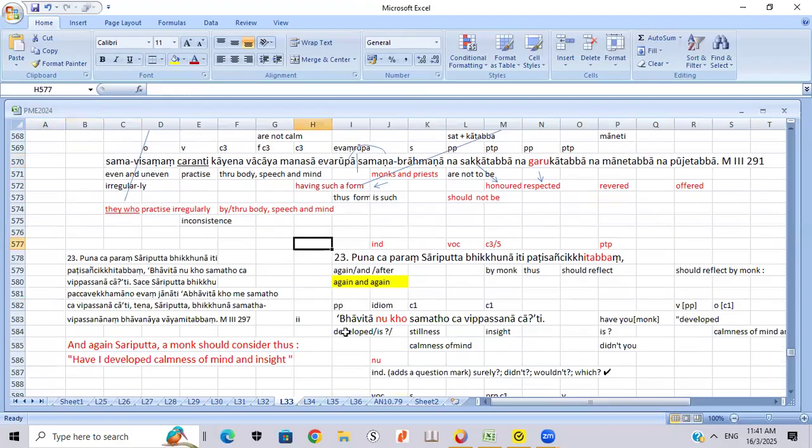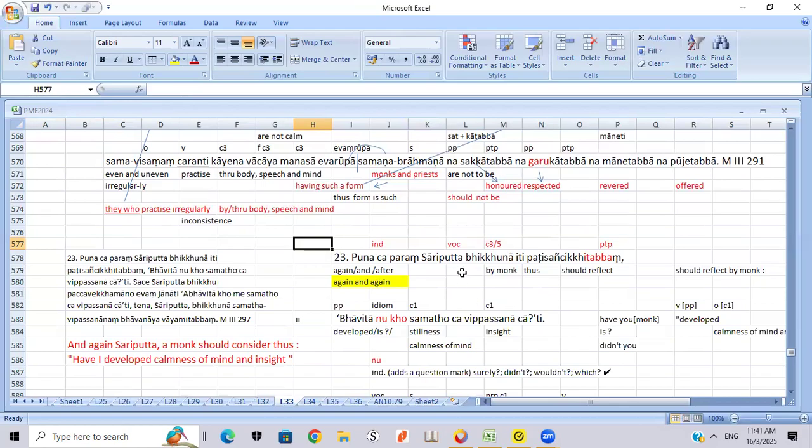Okay, now 23. 23 is also very interesting. Punacha parama. Can you see the word punacha parama? This is a phrase. Again and again. They always put it in this manner in the sutta a lot, because again and again. Opposite of this is sama and visama. Again and again. So these two are irregular. There is again and again.